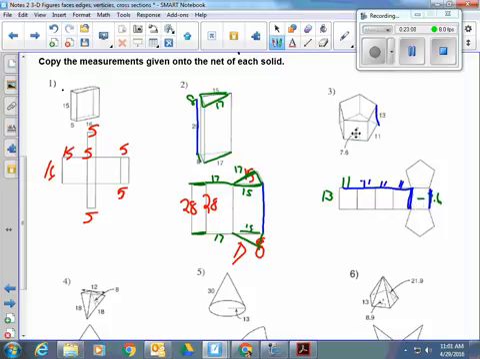The 7.6, what is that called? This little line right here, what's that called? We used it in the formula right here. It's the what? That's your apothem. It's on the inside of your pentagon.